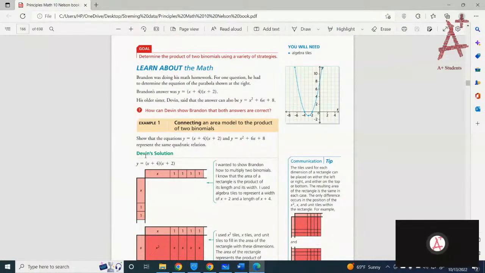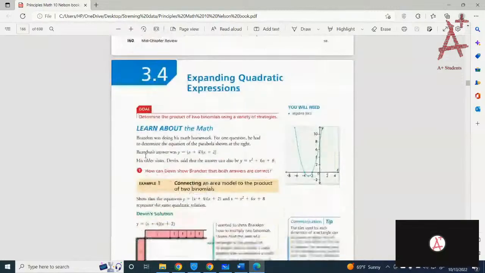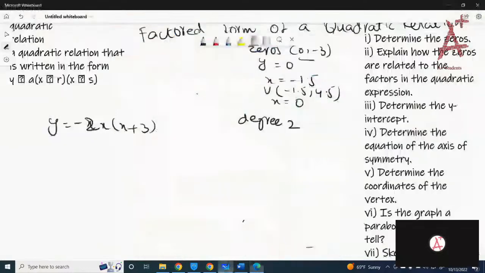Okay, the next topic is expanding quadratic expressions.